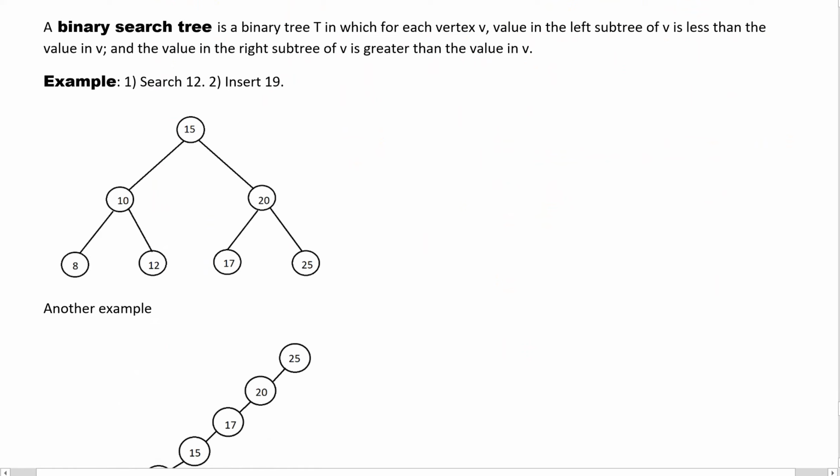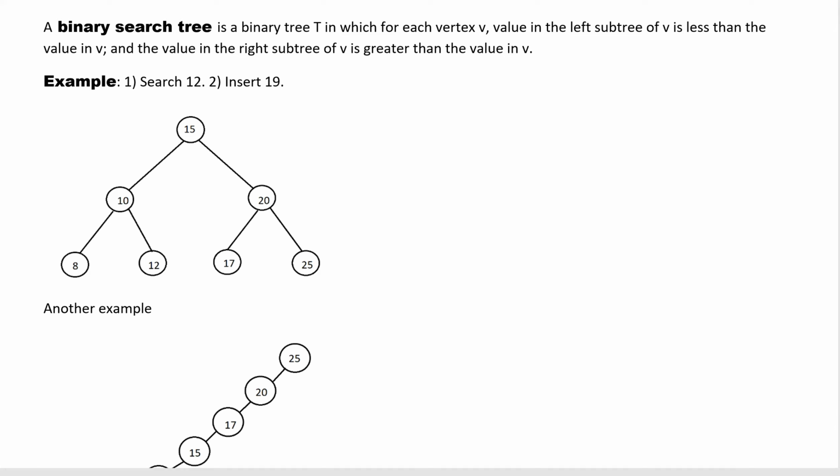Next, a binary search tree is a binary tree T in which for each vertex V, the values in the left subtree of V are less than the value in V, and the values in the right subtree of V are greater than the value in V.